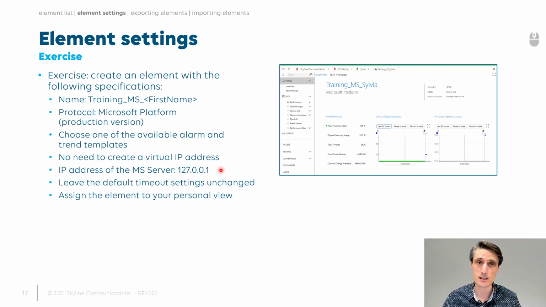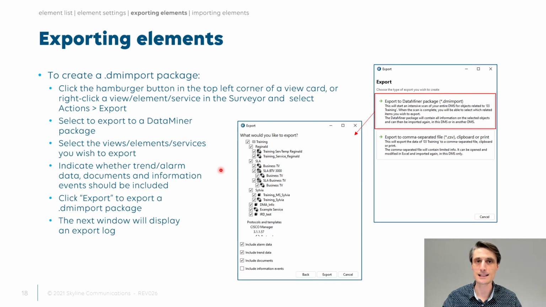So we went through the wizard, specified all the details, and we added 1 device. But what if we want to add 100 devices? I will not go through that wizard 100 times. I will use the export-import functionality. So let's take a look at the export and import functionality.